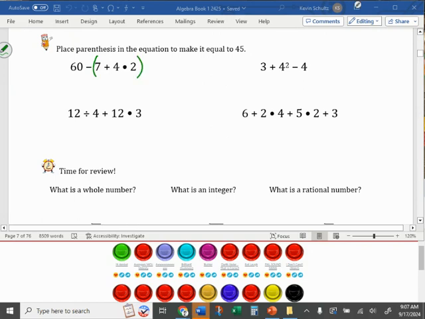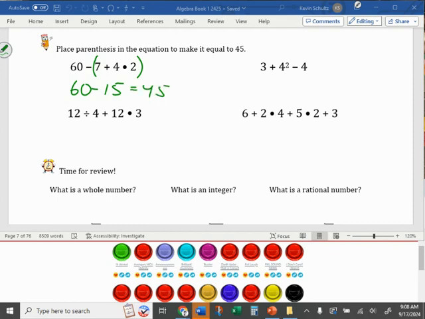Doing parentheses first, 7 plus 4 times 2, or 7 plus 8 is 15, and 60 minus 15 does equal 45, right? As it was written, we'd have to multiply first, then subtract 7, then add 8. That doesn't equal 45, that equals 61, okay? But with parentheses around the 7 plus 4 times 2, we have to do that first. That value is 15, and 60 minus 15 does equal 45. So put parentheses somewhere in the expression to make it equal 45.